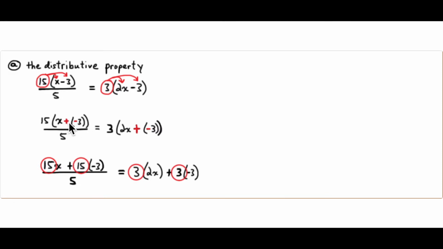And if you change this to addition, then you can talk about each term, because terms are separated by addition. So here's the 3 being distributed. So 3 is now a factor of 3 times 2x and 3 times negative 3.